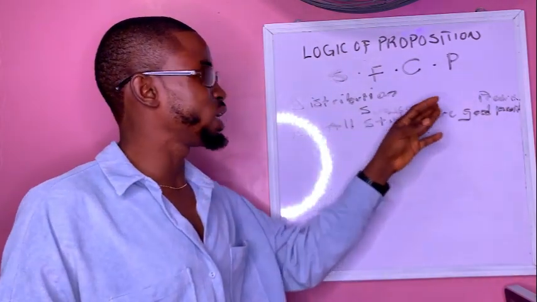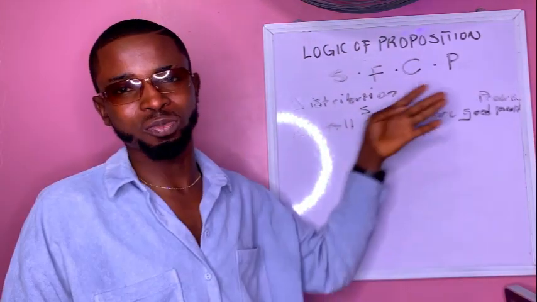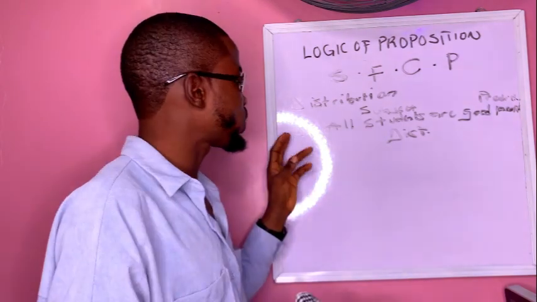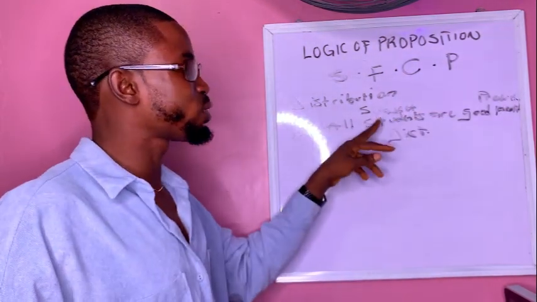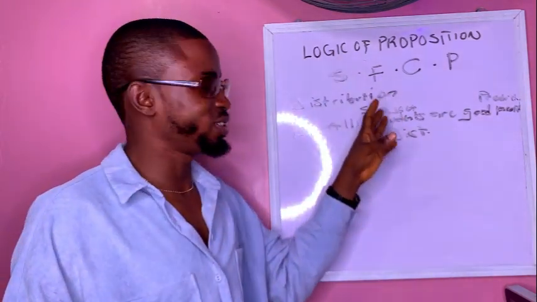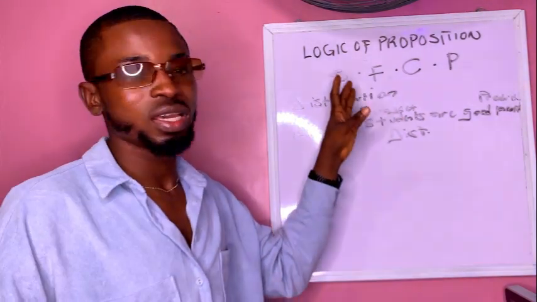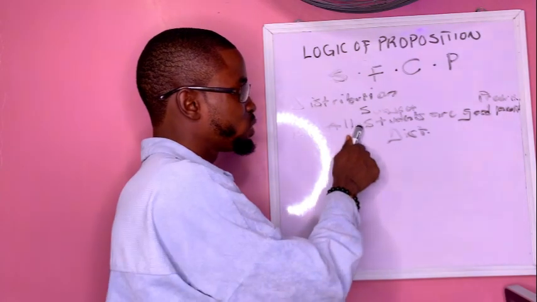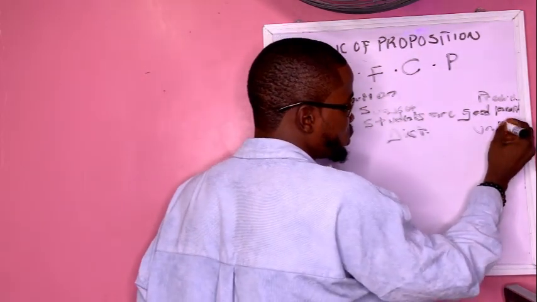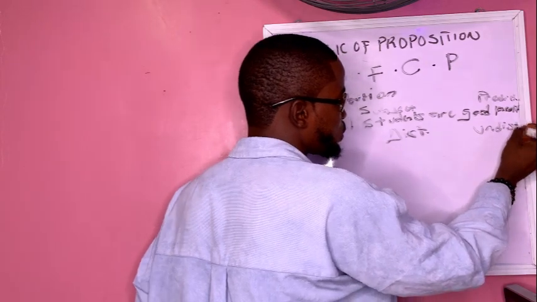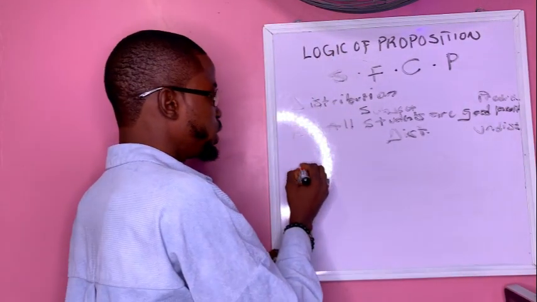So if all students are good people, does that mean all good people are students? Definitely no. So this particular A proposition does not say anything about the predicate term. It's only talking about the subject term, and is referring to all the members in the subject term. So in A proposition, the subject term is distributed, but the predicate term is what? Undistributed.